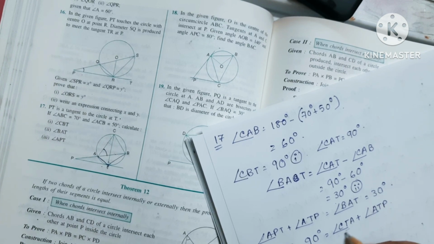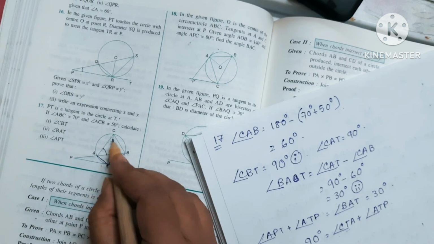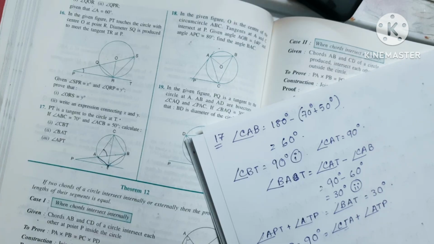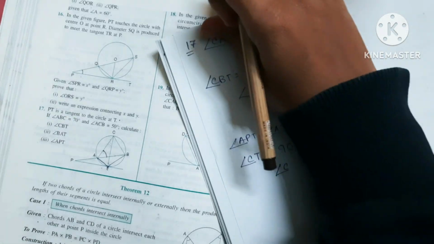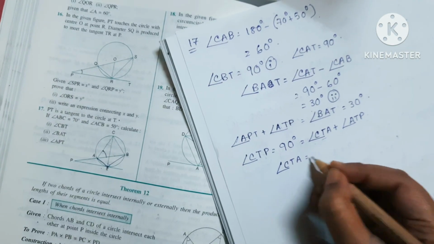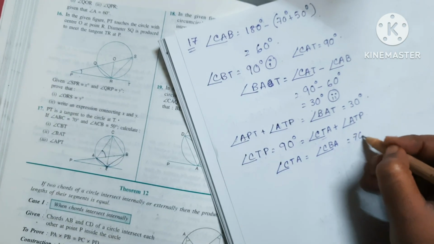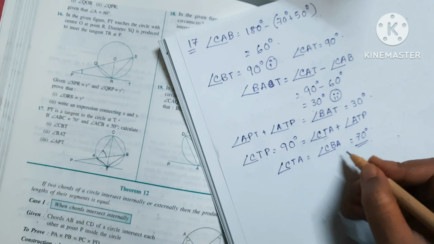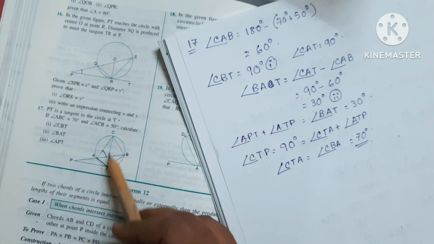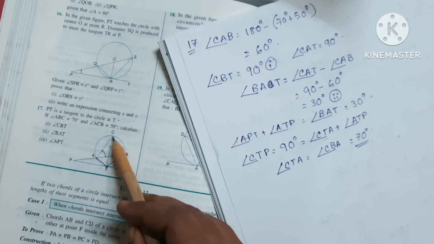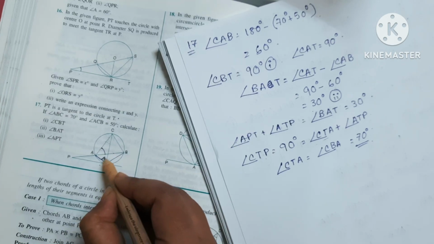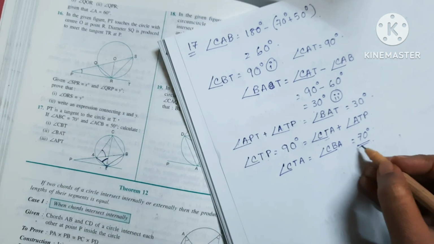Now CTA is equal to CBA. See, you can write angle CTA is equal to angle CBA, that is 70 degree. Why? Because they are angles on the same segment. So, angles on the same segment CA. So this angle is 70 degree.